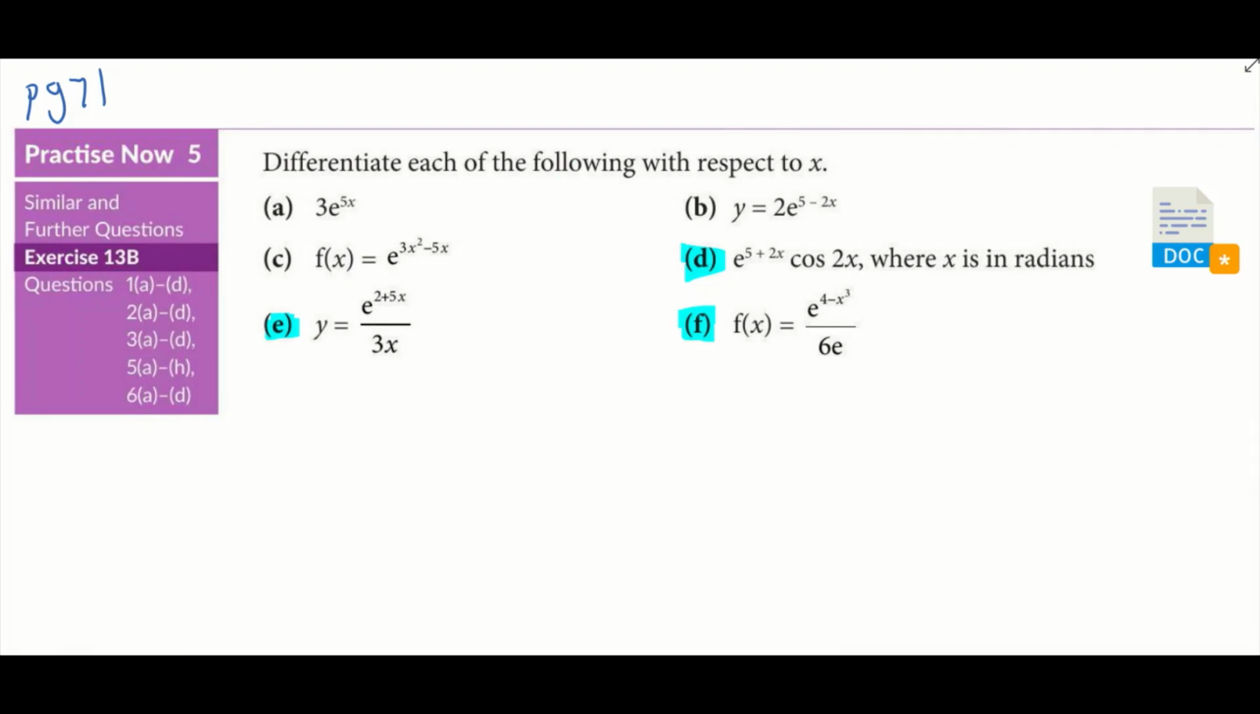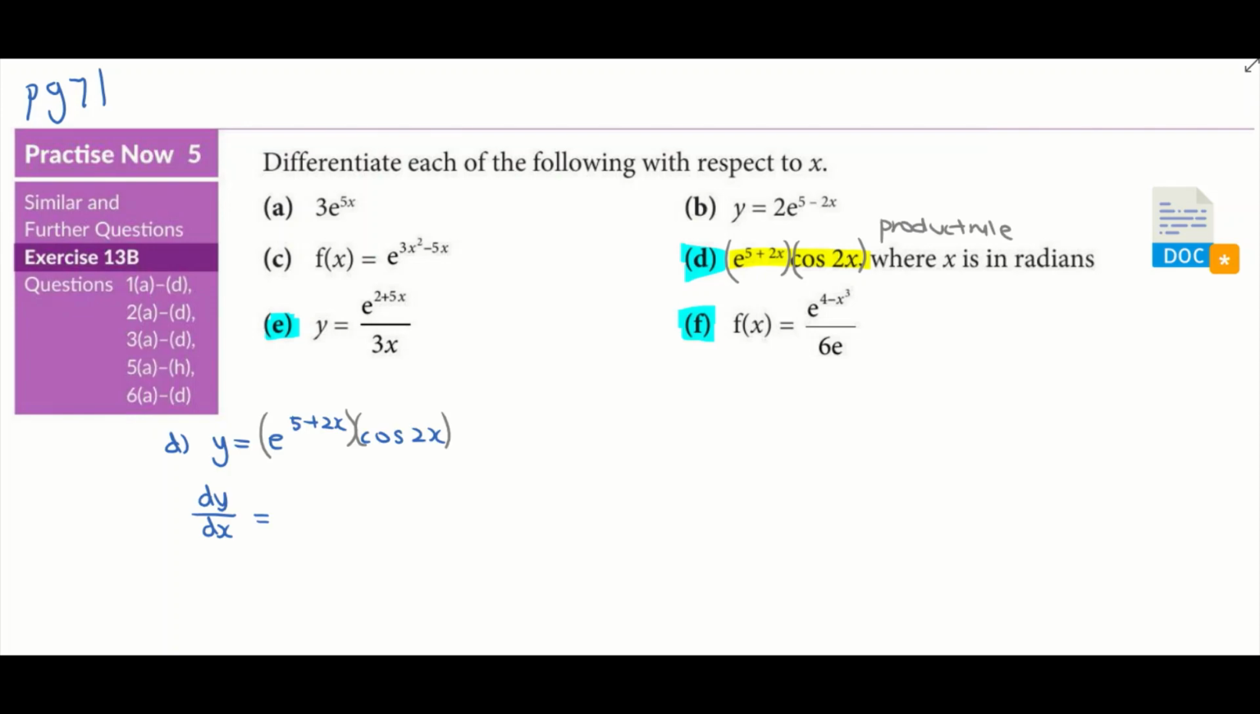After we have learned exponential differentiation, let's look at the more complicated questions over here, D, E, and F. Let's start with D. When I'm given this, I must immediately think of what rule I'm going to use. Notice how it is actually a product of two functions. Hence, I'll be using product rule.